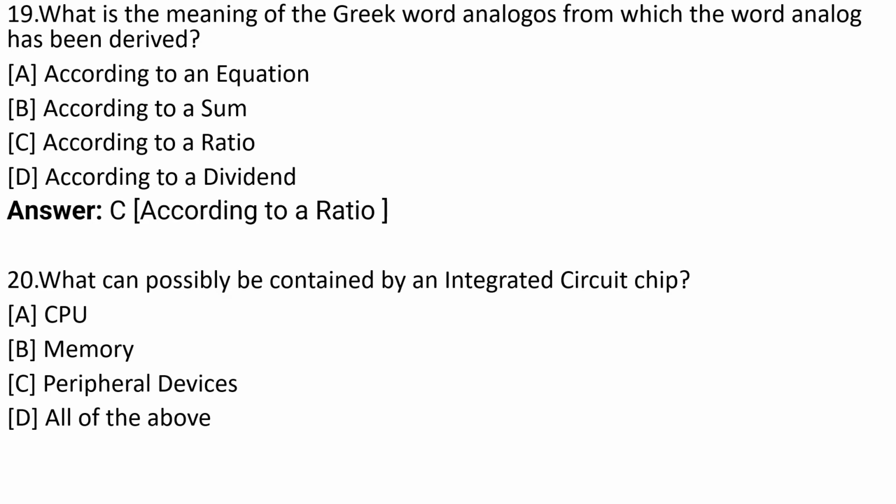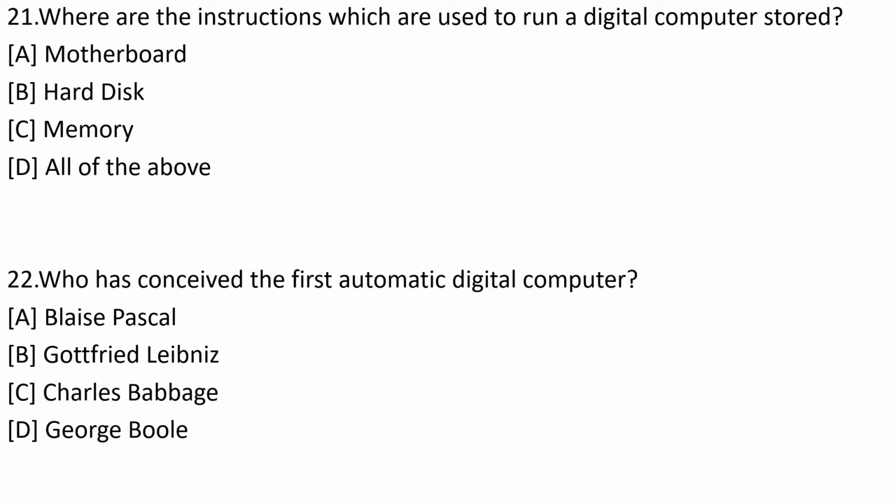Question number 20. What can possibly be contained by an integrated circuit chip? Option A, CPU. Option B, memory. Option C, peripheral devices. Option D, all of the above. And the answer is option D, all of the above.